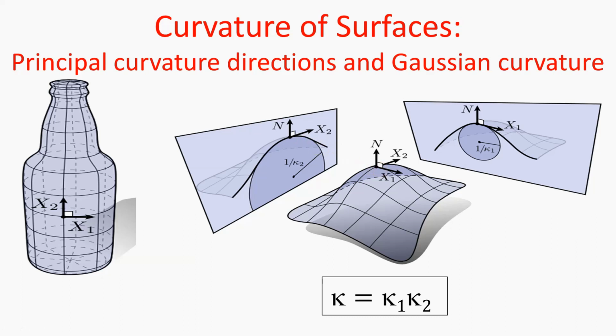If we go through all possible directions, we will realize that the curvature has a maximum and a minimum in two orthogonal directions. These two orthogonal directions with minimum and maximum curvatures are called principal curvature directions, and the corresponding curvatures are principal curvatures. Having these principal curvature values, we can define the Gaussian curvature of the surface as the product of the two curvatures.